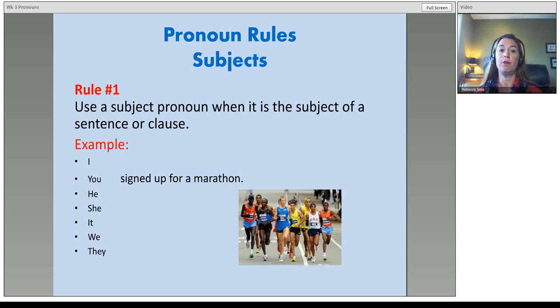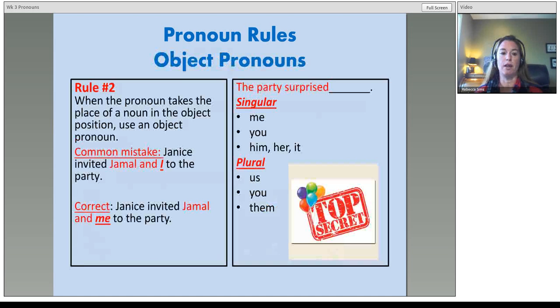The first rule is that we use a subject pronoun when it is the subject of a sentence or a clause. So in this sentence, blank signed up for a marathon, we could use any of these subject pronouns: I, you, he, she, it, we, or they. They all can work as the subject of the sentence signed up for a marathon.